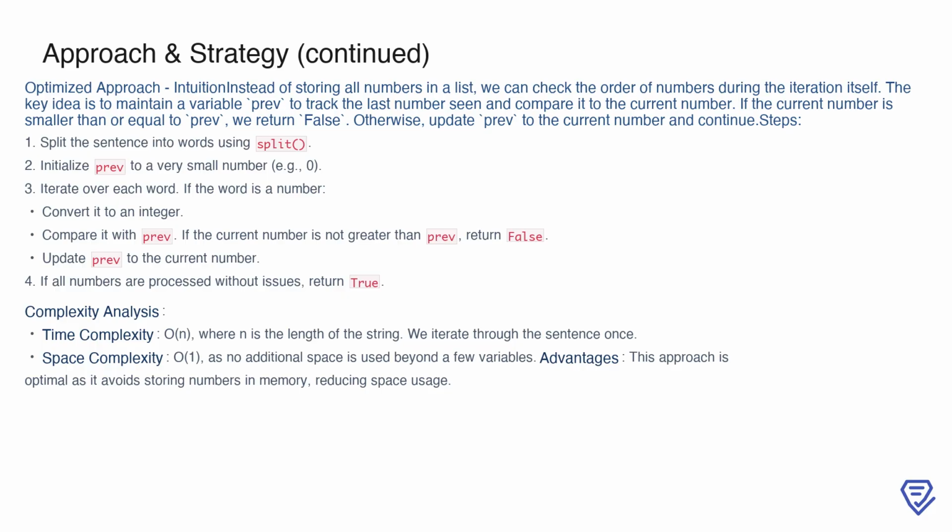The steps are simple. First, split the sentence into words using split. Then, initialize previous to a very small number, such as 0.